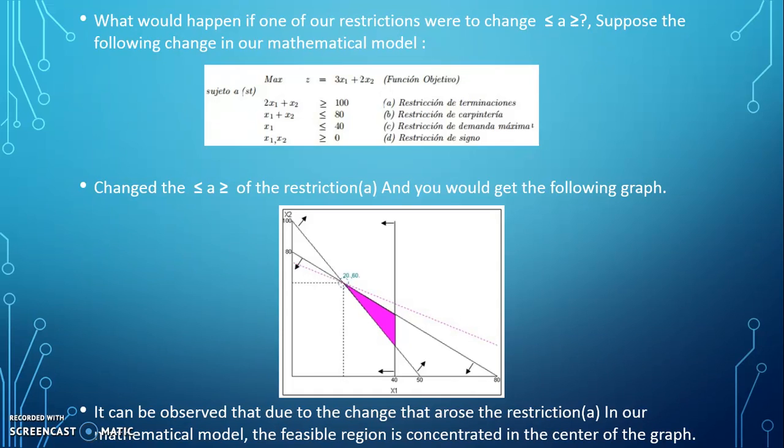What would happen if one of our restrictions were to change? Suppose the following change in our mathematical model. Change the restriction and you will get the following graph. It can be observed that due to the change in the restriction in our mathematical model, the feasible region is concentrated in the center of the graph.